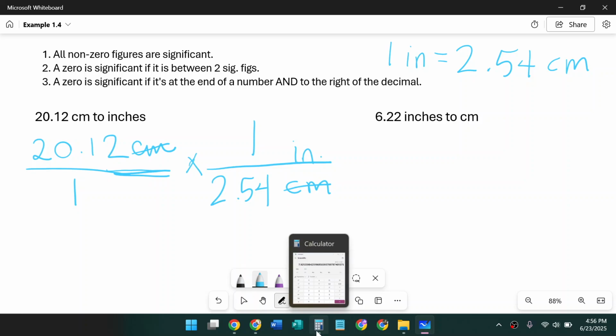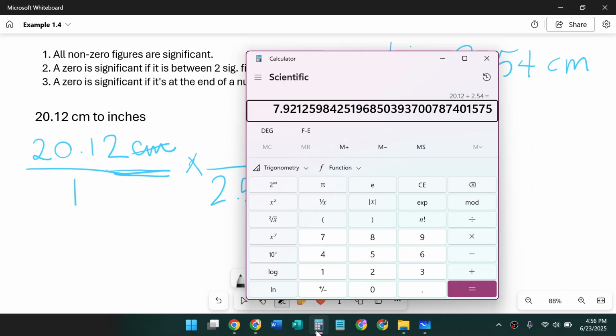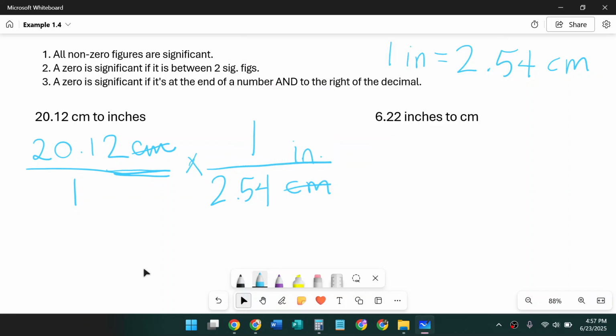So we're going to go back to our calculator and pull 4 digits, maybe 5 in case we need to round. So 7.921, that would be 4. Does the 2 after it mean round up or no? No, it does not. So we're just going to keep 7.921. And because our centimeters canceled out, we're left with the unit of inches. So that's our final answer.